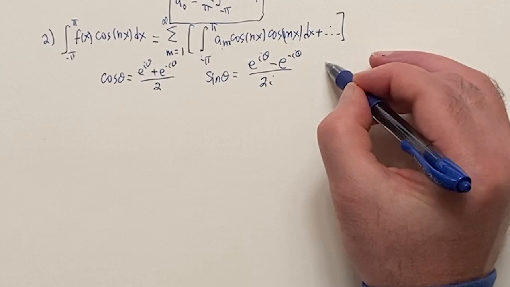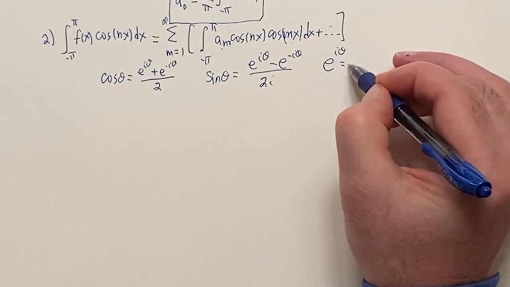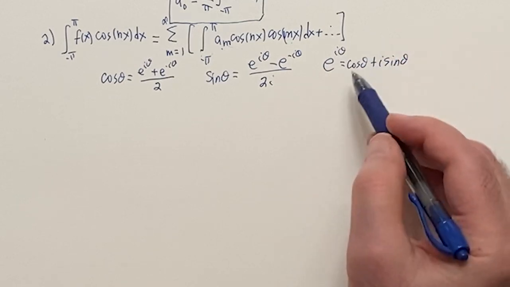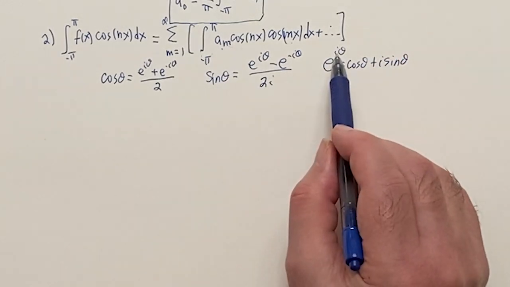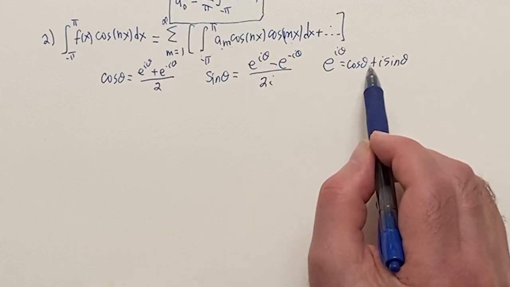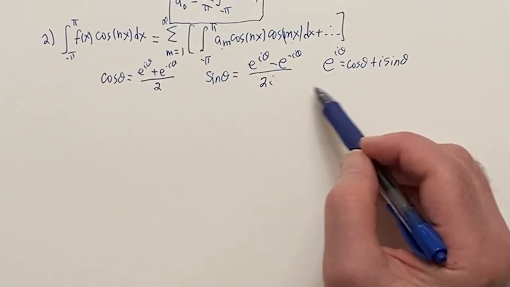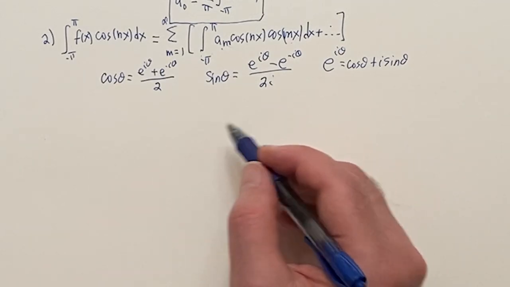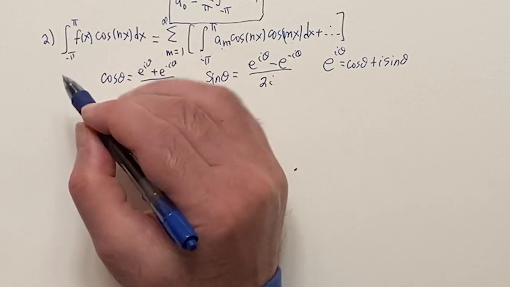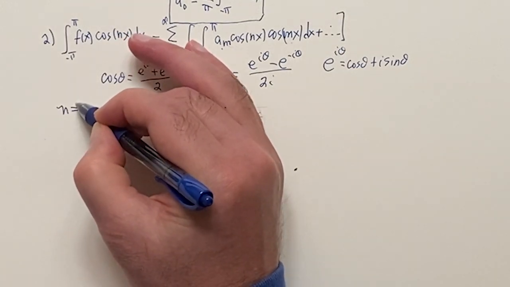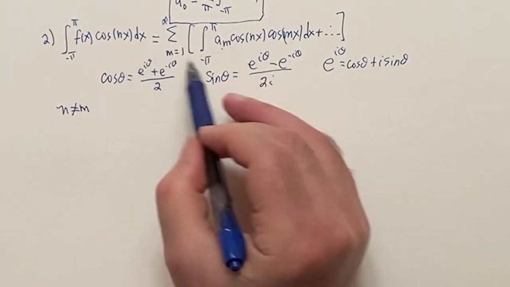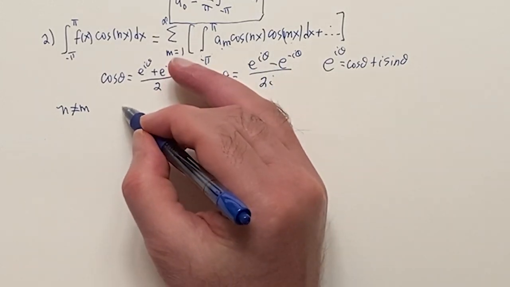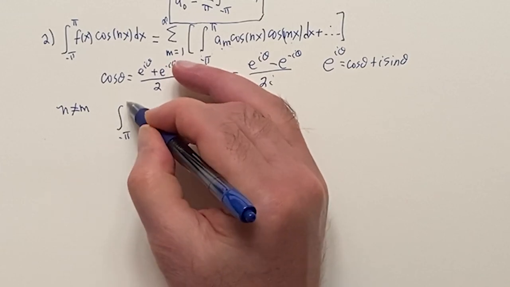the Euler relation. Remember, the Euler relation: e to the i theta is cosine theta plus i sine theta. And you get these very easily by putting in a minus sign, and the sine has a minus. Then if you add, the sines cancel, divided by 2. So that's very important stuff there. And if we look at the case where n is not equal to m, so where these are different, that's the one I want to show you, then you're going to get minus pi to plus pi.